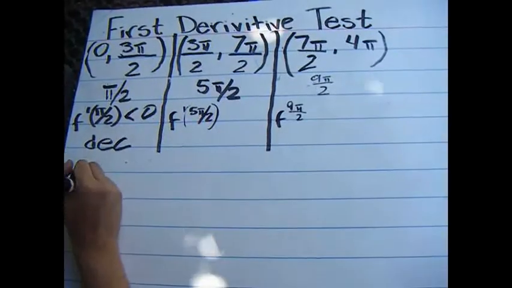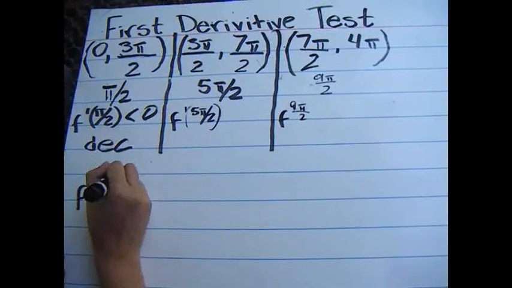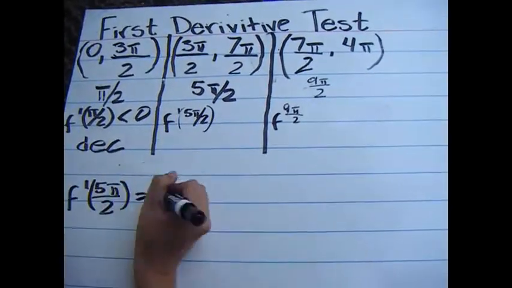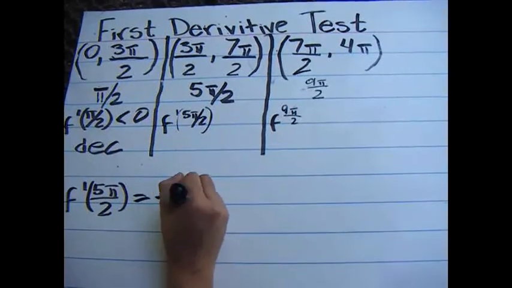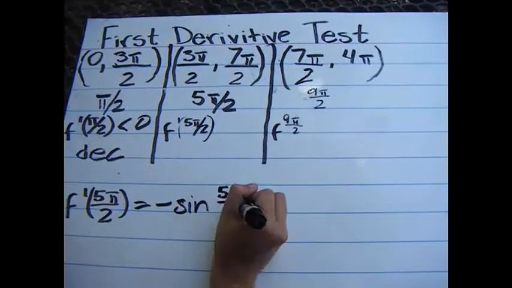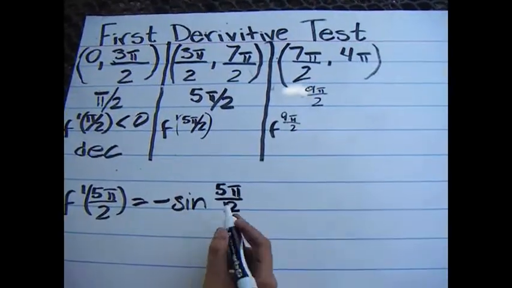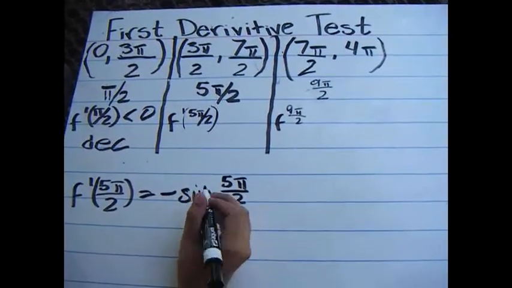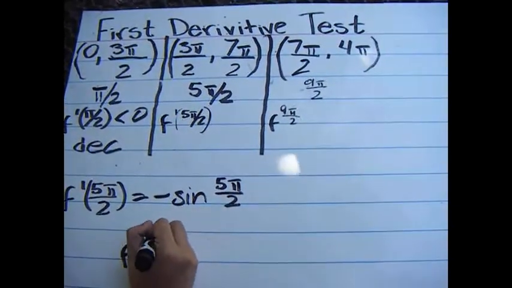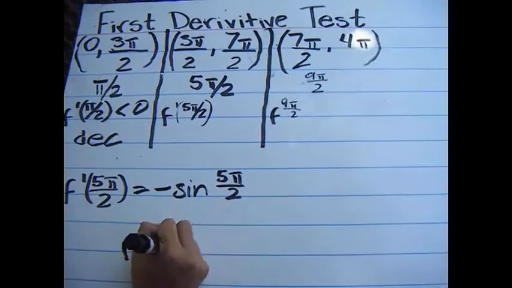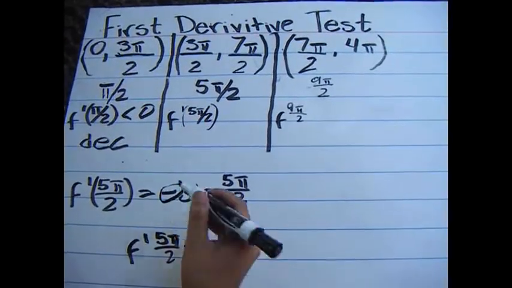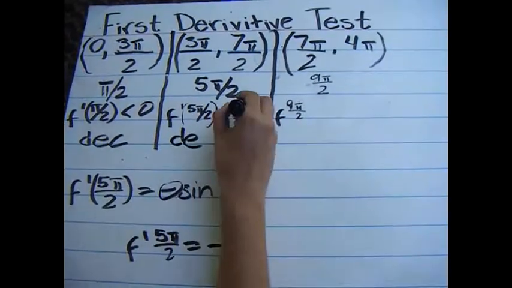Okay, now it's time to test a second value. So we plug 5 pi over 2 into the derivative. We will get negative sine. The sine value of 5 pi over 2 is also 1. So we get negative. Remember that we have this negative value right here, so it's going to be negative. So the function is also decreasing here because it is less than 0.